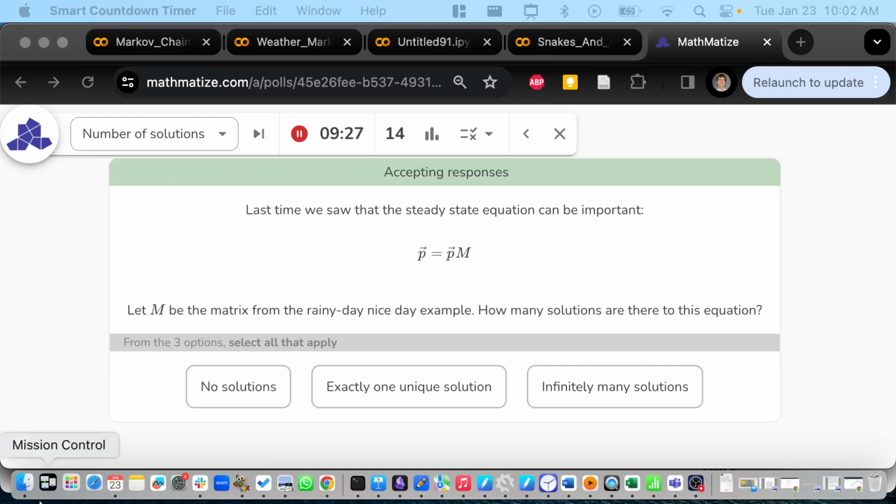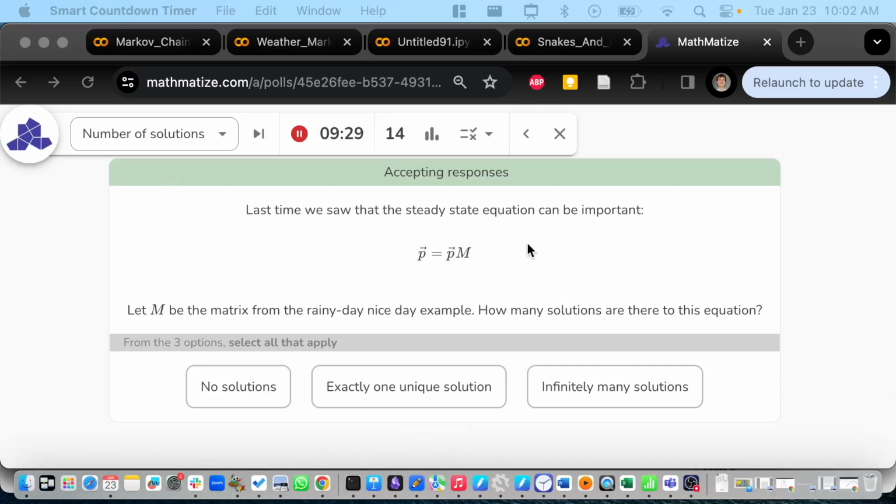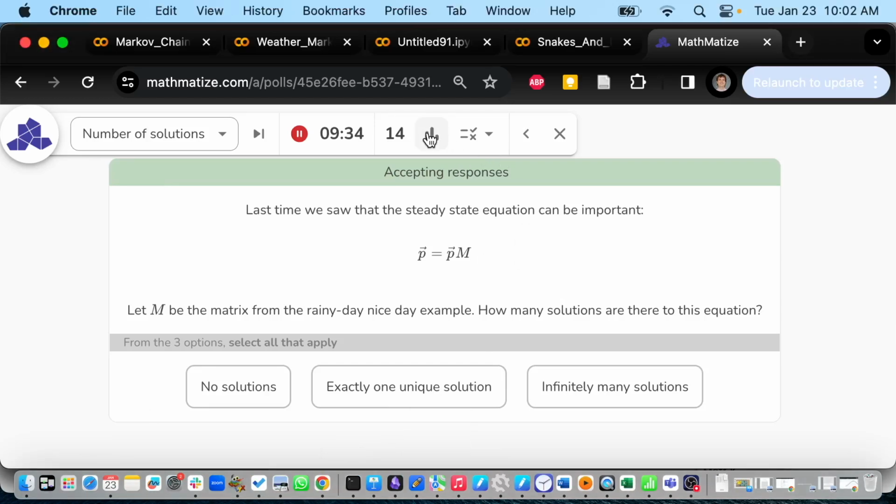Steady state equation, P equals PM. You start in P, you're in P forever. How many solutions are there? That was the kind of thing we were doing last time. Let's see what people said.